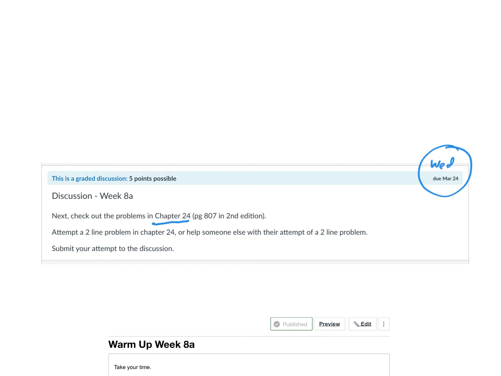And not just something that is just a straight up answer. Attempt a two-line problem so that it's not just a direct plug in numbers to this one equation. You'll have to do some manipulation to get a result. Okay, so that's our discussion. A problem from the end of that chapter, or helping someone else with their attempt on their problem that they chose.